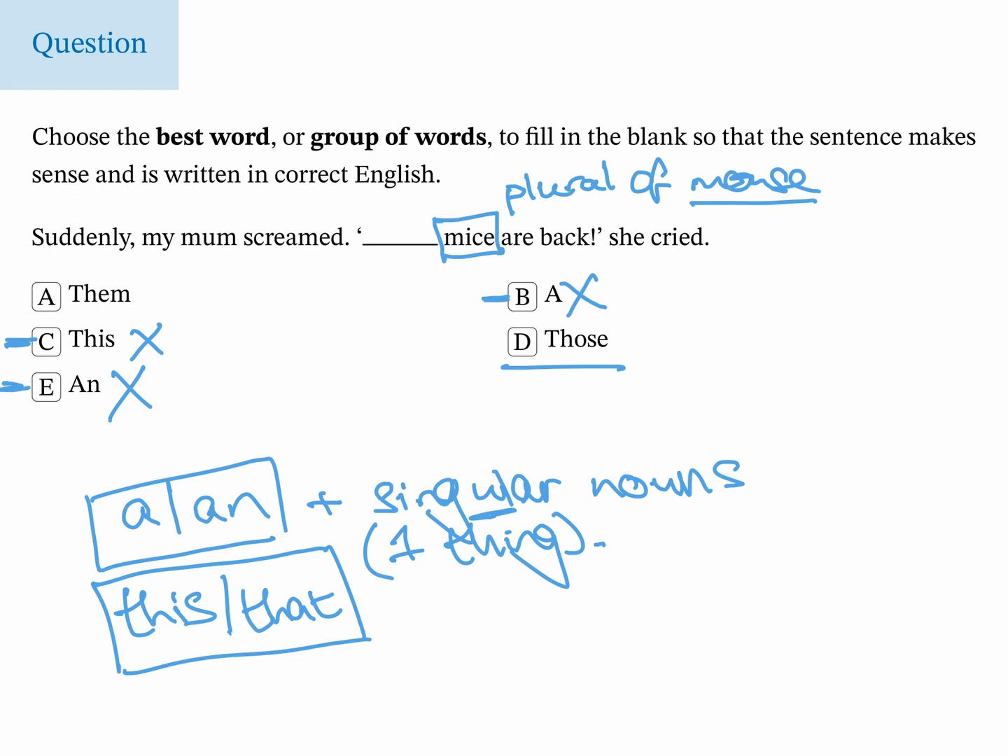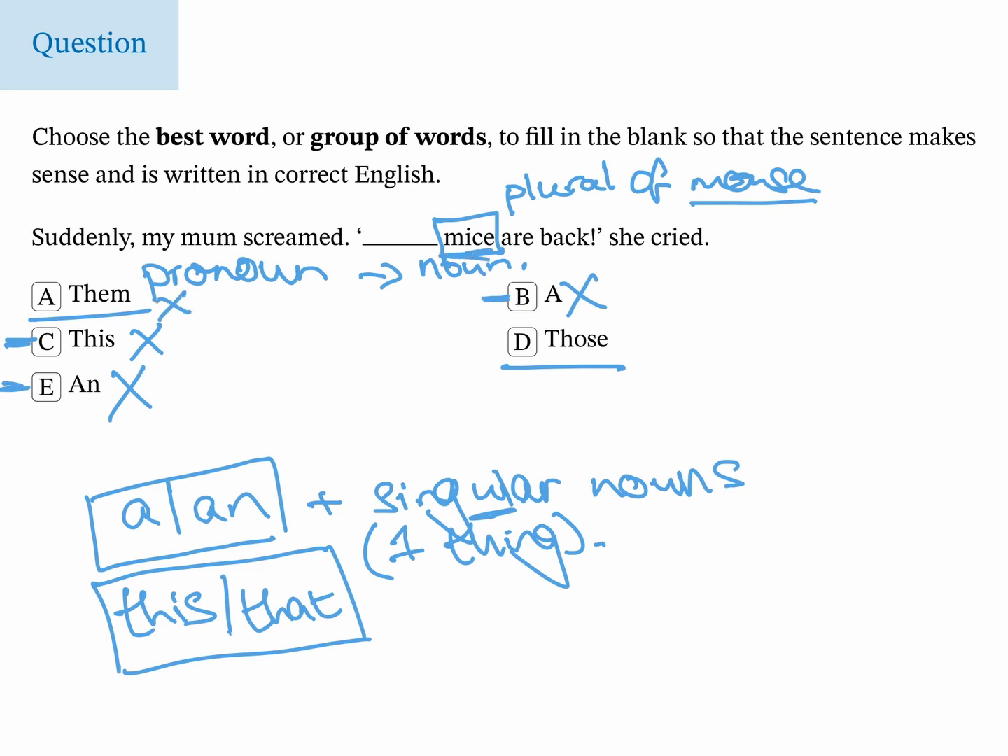Them mice are back. This is a common mistake. Again, you hear people using this all the time, but in actual fact, mice is a plural noun, and them is a pronoun. So we remember from a bit earlier, you use a pronoun instead of a noun. You do not use them together. So we cannot use this pronoun followed by a noun. So this one is also wrong. So the correct answer is those.